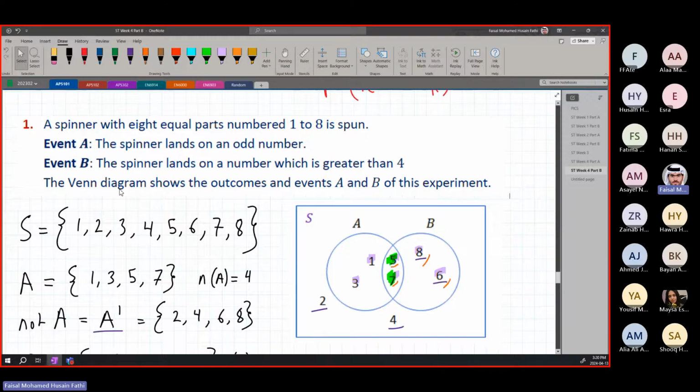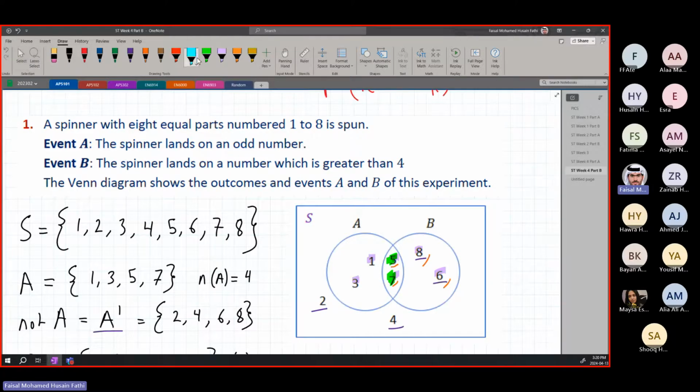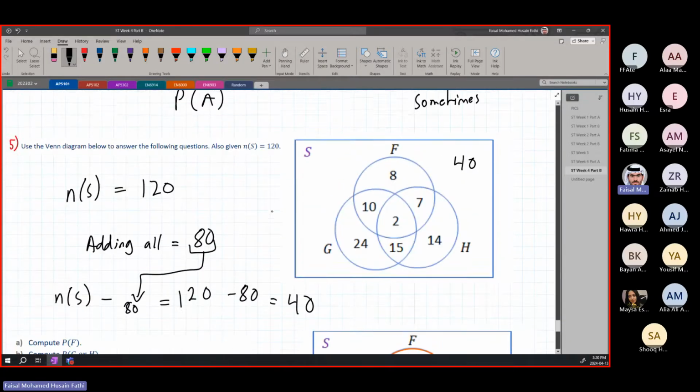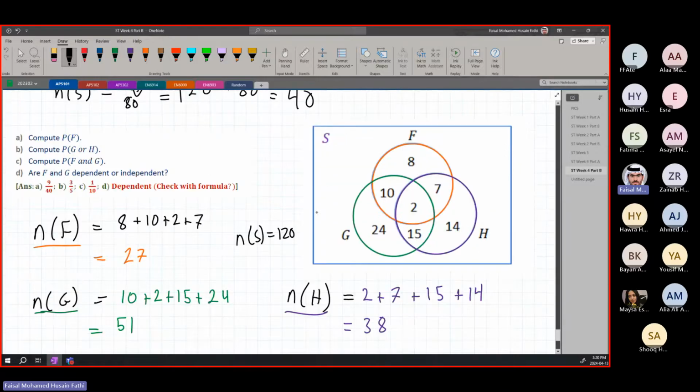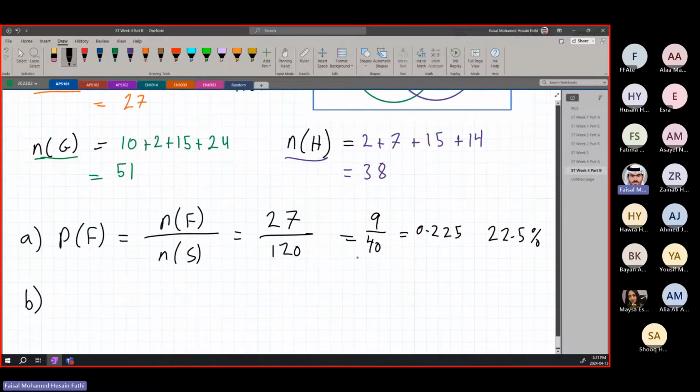But here it says the Venn diagram shows the outcomes and events A and B of this experiment, clearly mentioned. Okay? Since it is saying events A and B, it means these are the actual outcomes, the actual values, not the cardinality, not the number of times it is happening. In this question, it doesn't mention that. When it doesn't mention it, instantly you should know that this is just talking about the frequency or the cardinality of how many times it's happening. 8 times, 10 times, 2 times, that's what it means. It depends on the question. If the question clarifies it, know that it is going to be events. If it doesn't, it is just the numbers and the cardinality of it.